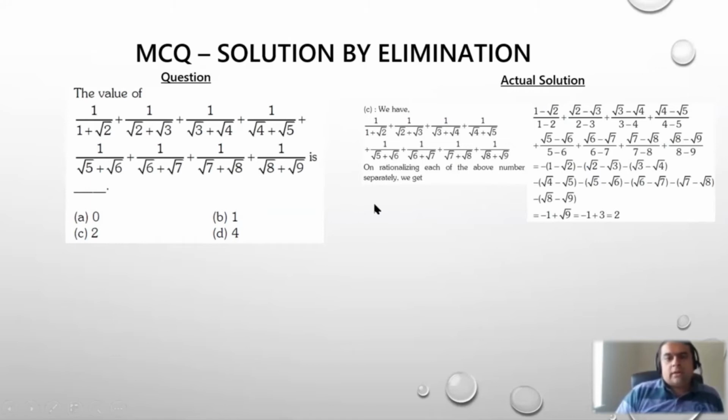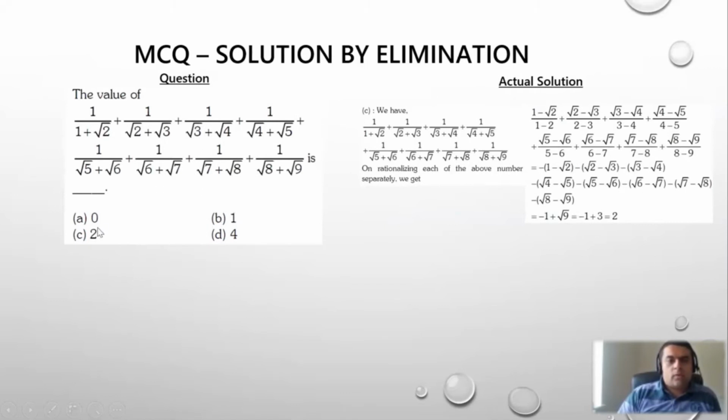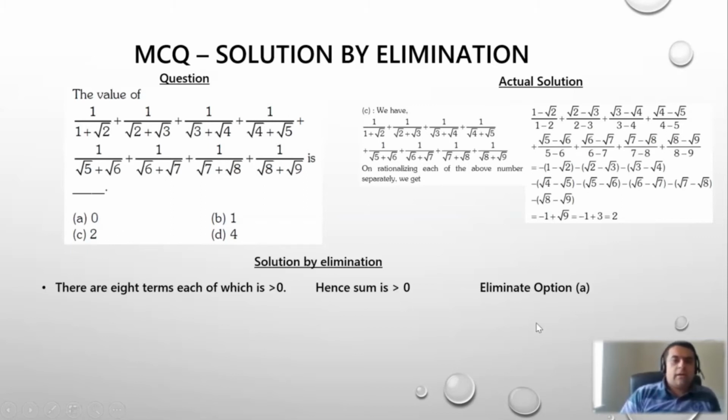Now the question is, is there a way to find the answer faster than this by looking at the options? So the first thing which should come to your mind is that each of these numbers are positive numbers. There are no negative numbers here. So obviously the first option, which is option A, which is 0, has to be wrong. So that can be eliminated very easily.